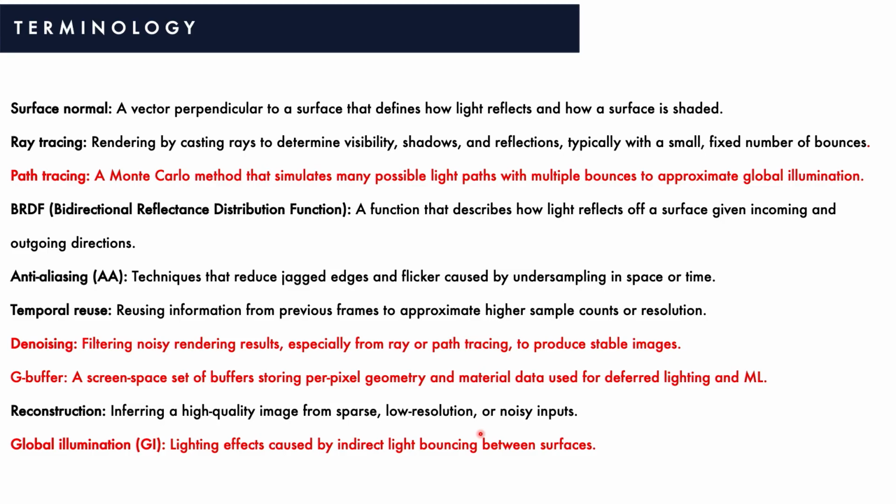Denoising: because we sample, we can't fire a ray to every single corner of the room, so it creates noise. Denoising is the act of removing that grain that appears when you do these techniques. A G buffer is a temporary storage of partial frame. I have a picture of what that means in just a minute, but as you're rendering, you're doing a partial pass, a partial part of the frame, you store it somewhere, and there's this final assembly at the end. And lastly, global illumination is a lighting effect that's caused by non-direct light.